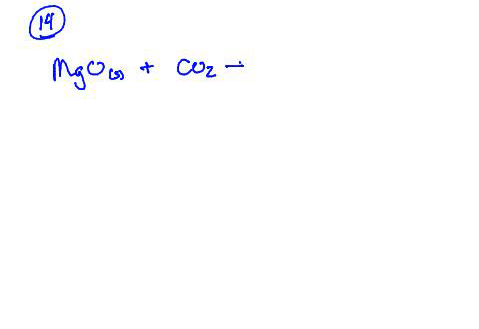Let's jump to 14. Now it says powdered magnesium oxide. What state of matter is something that's powdered? So what's the formula of magnesium oxide? MgO. Now if this helps you, if you want to put a little S there, that helps you. You don't have to put the state of matter, but if you want to, feel free. And what are we mixing it with? Carbon dioxide gas.